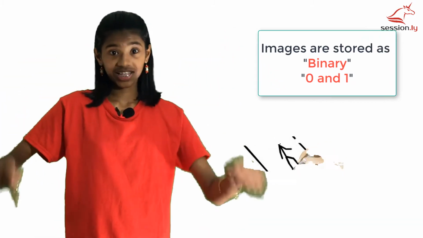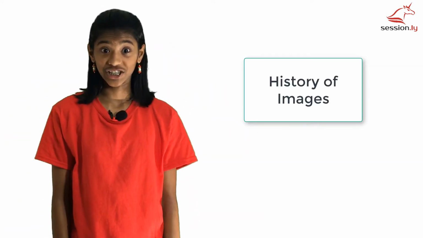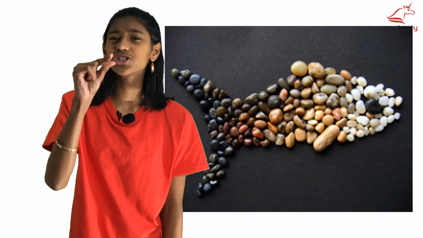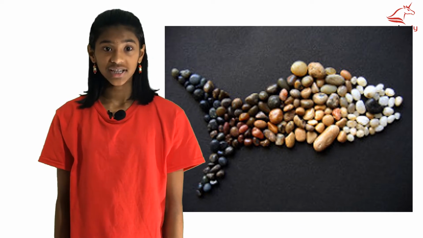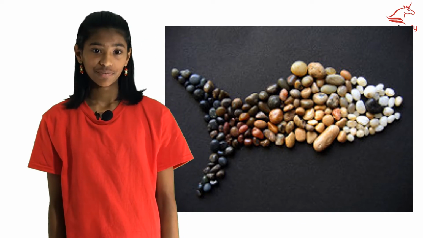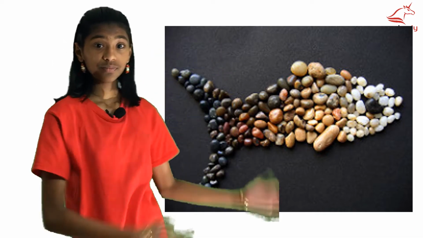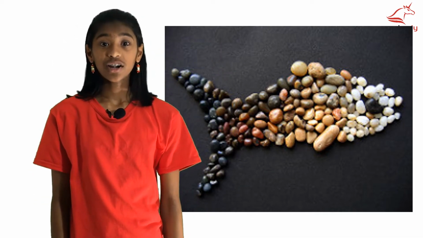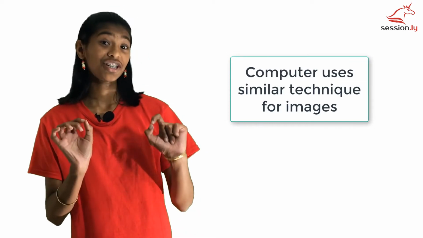In this context, I would like to share this interesting history. In ancient civilizations, people used to make images using small stone blocks. They would arrange the stone blocks in a specific order and color. This is one example. The way the stones are arranged would depict an image. Modern computers use an exactly similar technique.